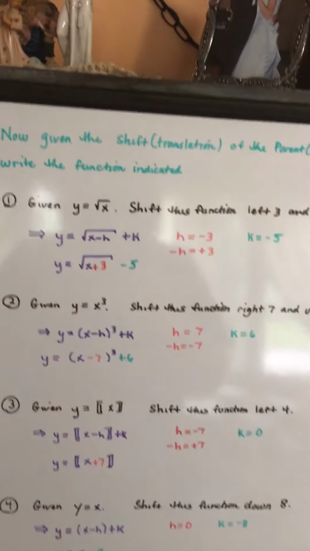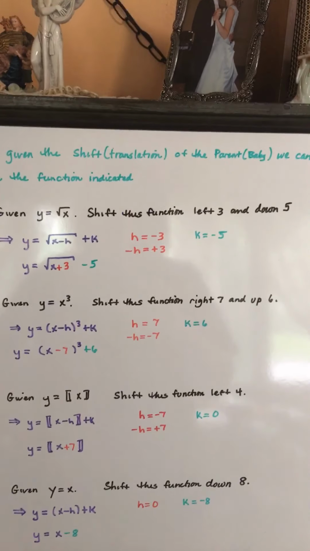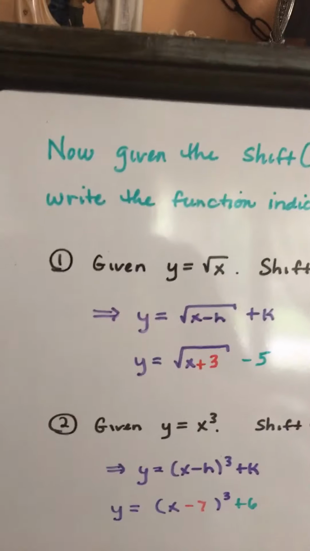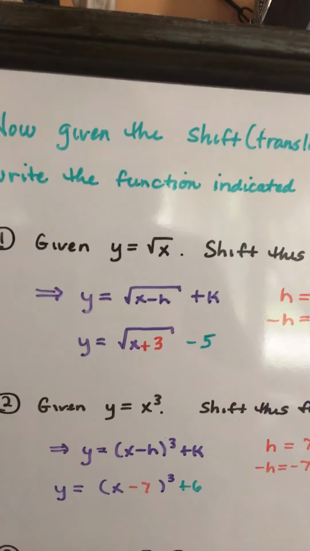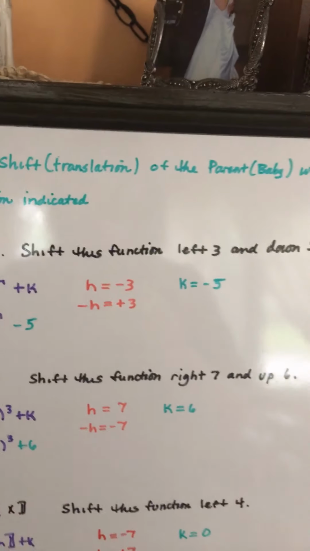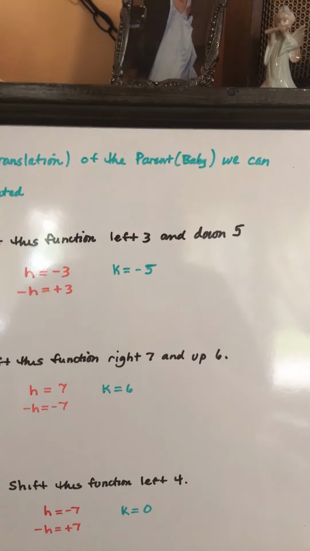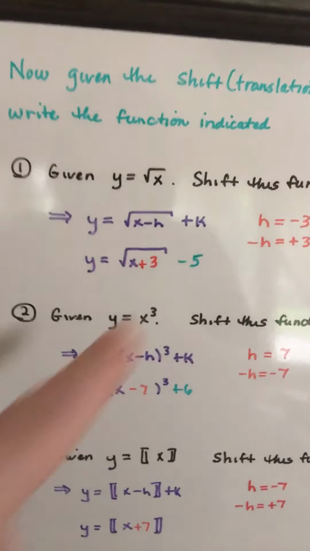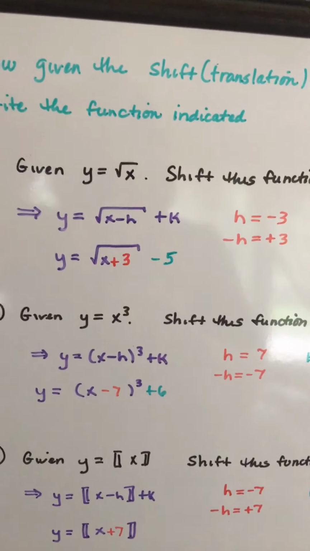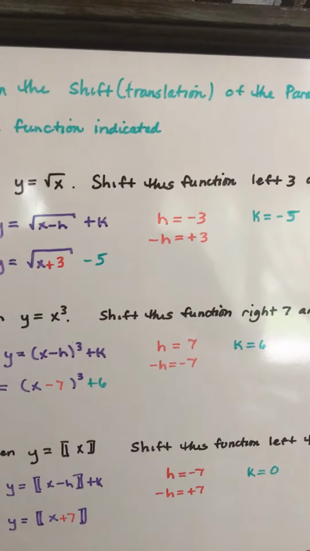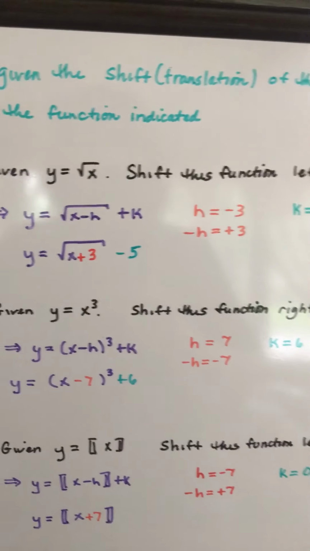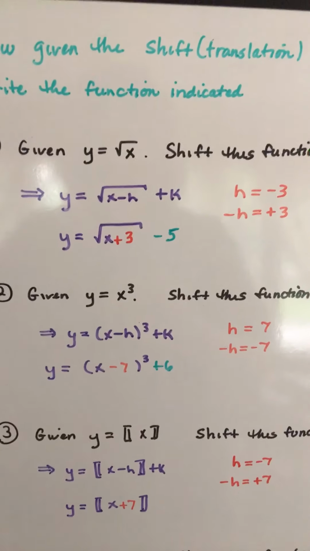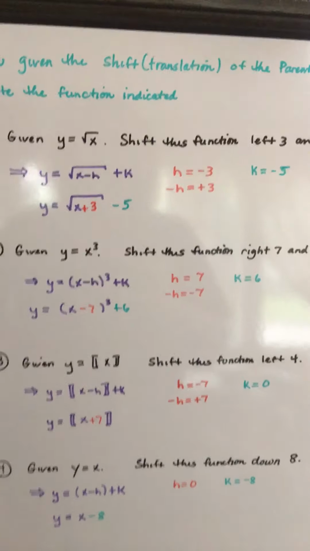Now, given the shift or translation of a parent or baby function, we can write the function. So suppose I give you y equals square root of x, and I want to shift 3 left and 5 down. Well, how do I shift 3 left and 5 down? Notice this is our basic form. And so I know h is negative 3, so negative h is positive 3. K is negative 5, so your plus k is negative 5. Walla walla bing bang, I'm done.